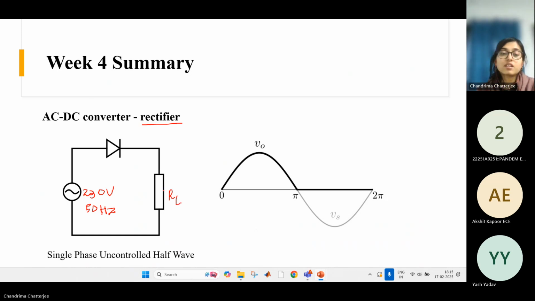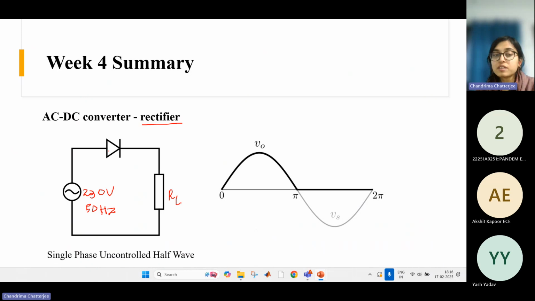Okay. So what will happen? The AC supply will be a sinusoidal voltage, something like this. This is our source voltage Vs. It has a sinusoidal shape. Here this electrical angle is 2 pi. In this 2 pi it completes one full cycle, right? So this is the source voltage.